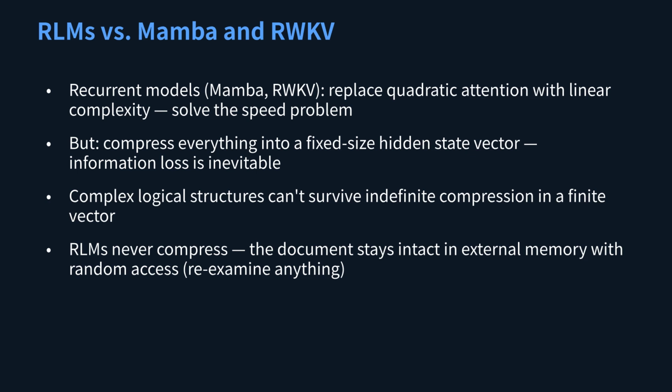How does it compare to recurrent models like Mamba or RWKV? Those architectures tried to solve the context problem by replacing the quadratic attention mechanism with a linear one, compressing information into a fixed-size hidden state as they read through the input sequentially. The problem is that compression necessarily loses information. Complex logical structures can't be perfectly preserved in a finite hidden state vector. RLMs take the opposite approach. They never compress the data at all. The original document stays intact in external memory, and the model accesses it through code with random access, meaning it can re-examine anything it's already seen.